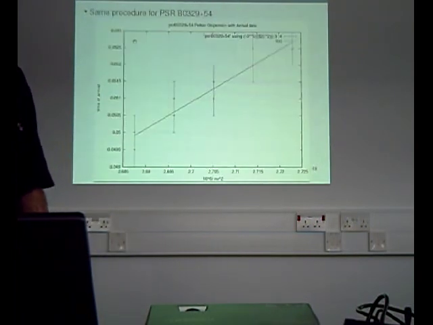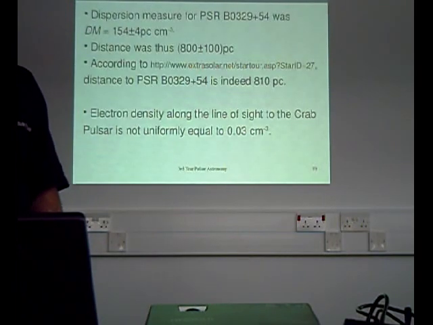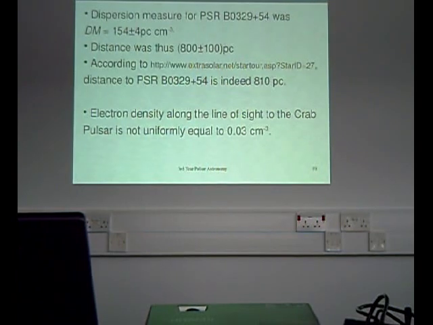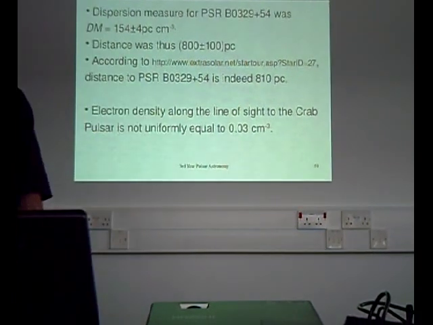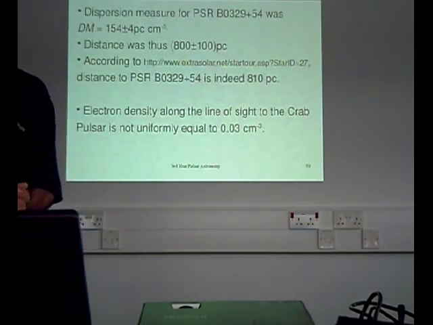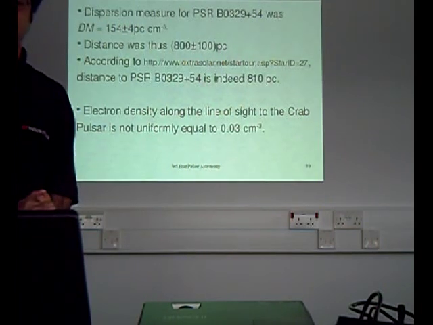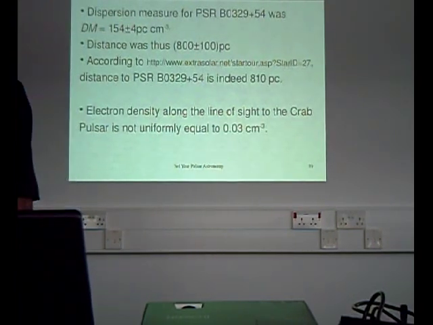We did the same procedure for PSR B0329+54, straight line again, although bigger errors. Dispersion measure this time was 154 parsec per centimeter cube, and the distance was 800 parsec, which is definitely well within error bars from what this database says. And we conclude that the electron density along the line of sight from the Crab Pulsar is not actually uniform. It's obviously a little bit higher.